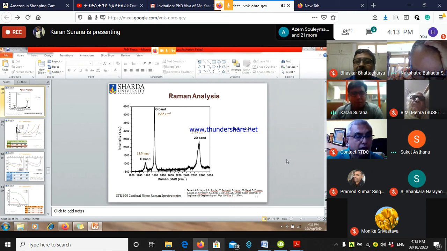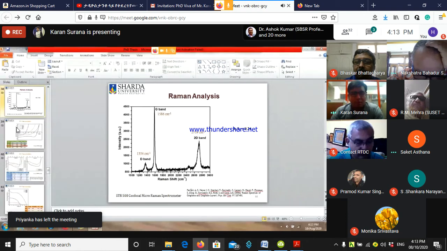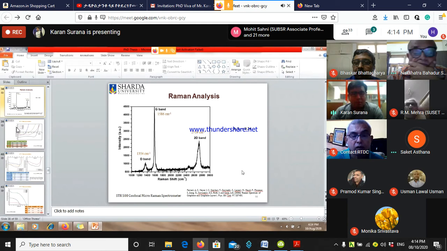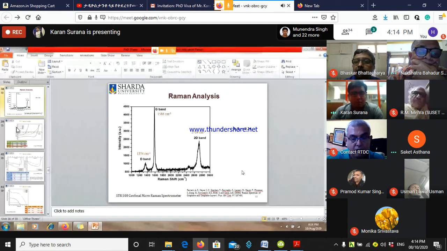Absolutely true, sir. But I studied a couple of papers, and one of the most important papers in Raman analysis is the one quoted here, of Ferrari and others. From there I got the idea of how to calculate the crystallinity and the reasoning behind it from Raman. So that's why we calculated the crystallinity from the Raman analysis.